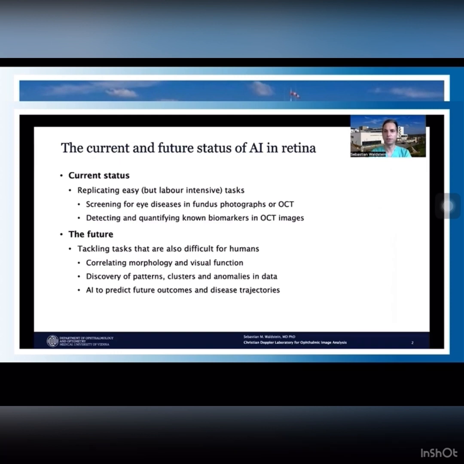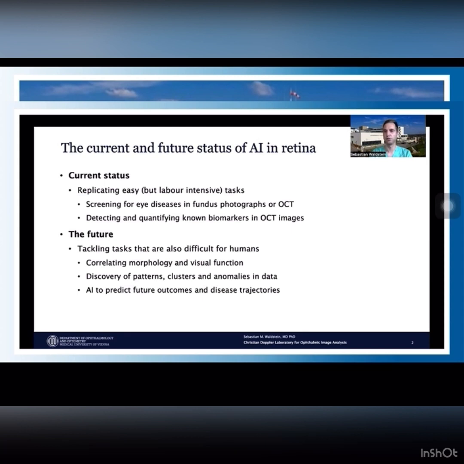So if we consider the current status that we are in using AI in our clinical practice, I think momentarily we are seeing mostly the replication of easy but potentially labor-intensive tasks. Those are tasks that we as ophthalmologists can do as routine of our practice, but it just takes a lot of time. So for instance, this includes screening for eye diseases on fundus photographs or on OCT, or also detecting and quantifying biomarkers that we are already aware of on OCT images.